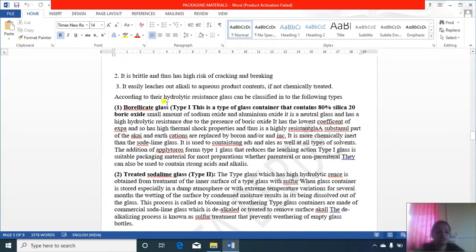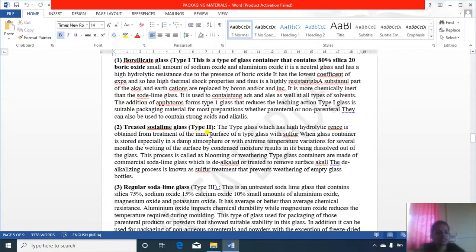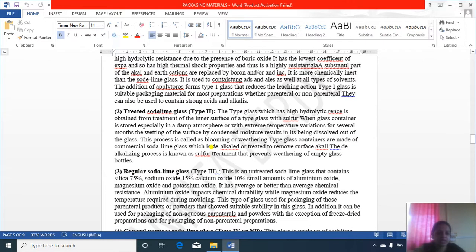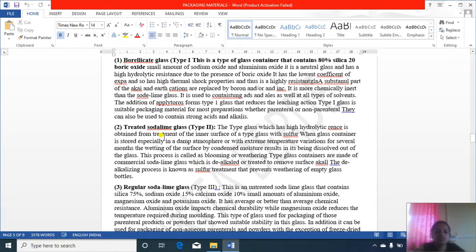So next one, this is very important. Borosilicate glass is a type 1 glass. Then treated soda lime glass is a type 2 glass. Regular soda lime glass is type 3. And see for which purpose it is used: the borosilicate glass, this type 1 glass, is suitable packaging for most preparations, whether parenteral or non-parenteral formulations. Then there is treated soda lime glass, and so those are the uses of treated soda lime glass.